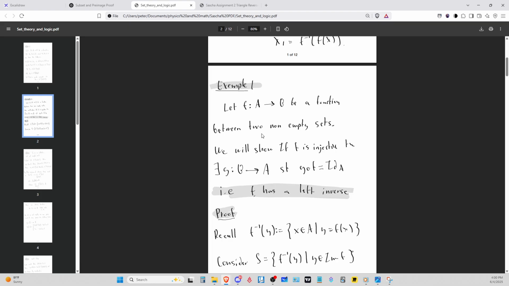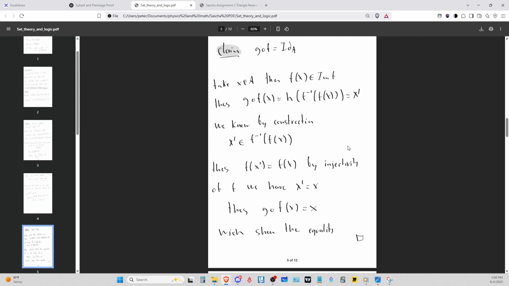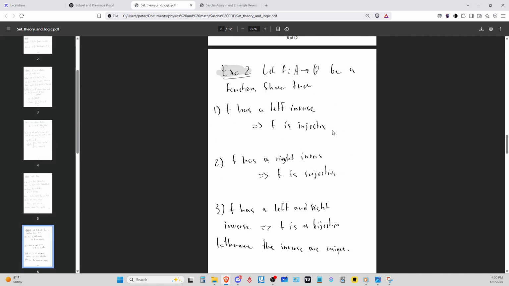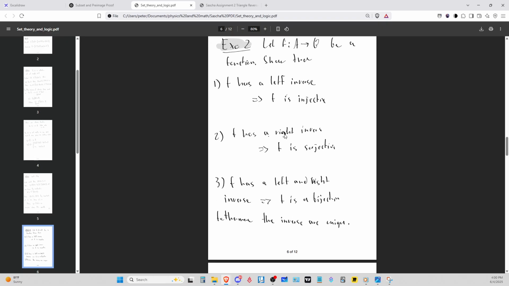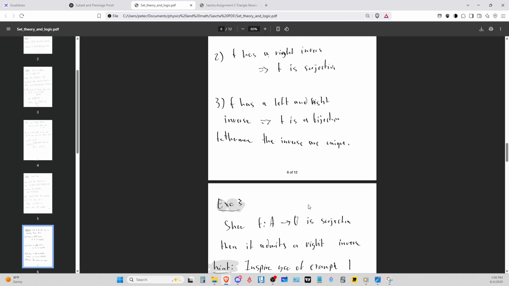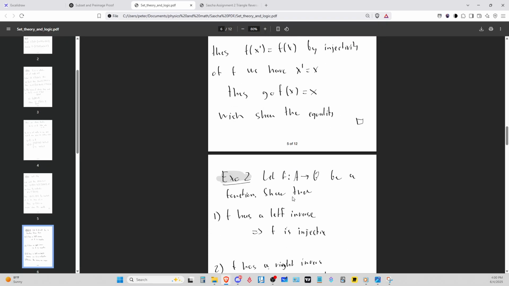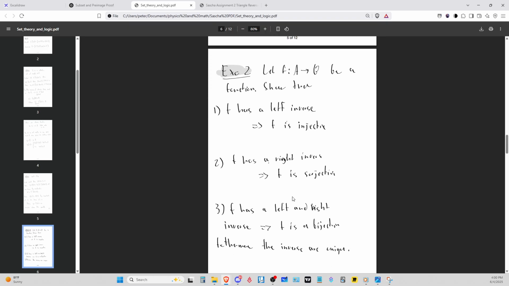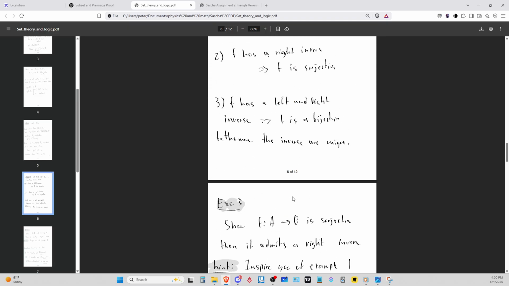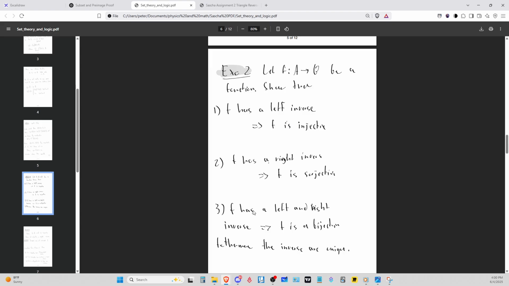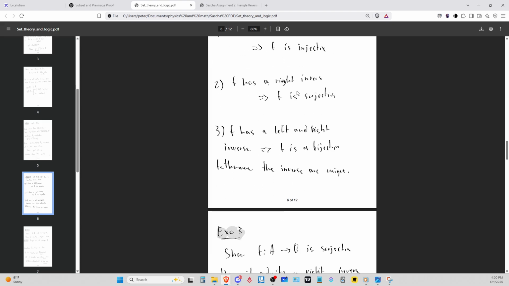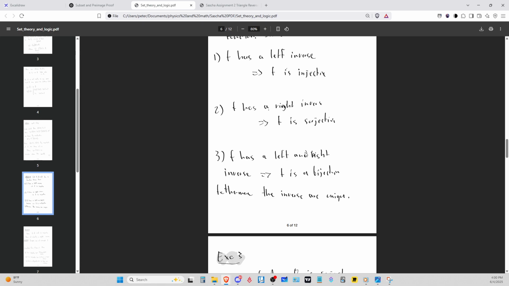F has a left inverse, implying that F is injective. But we also have to prove that F is in the right inverse. If it's right inverses. So we have to find out proof techniques for these two, and hopefully those techniques will lead us to the proof for this.